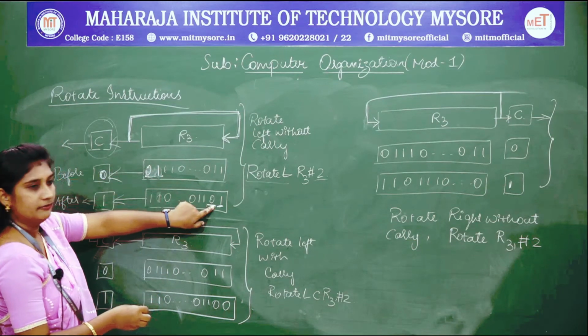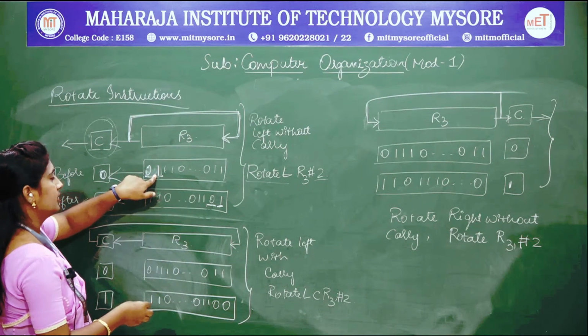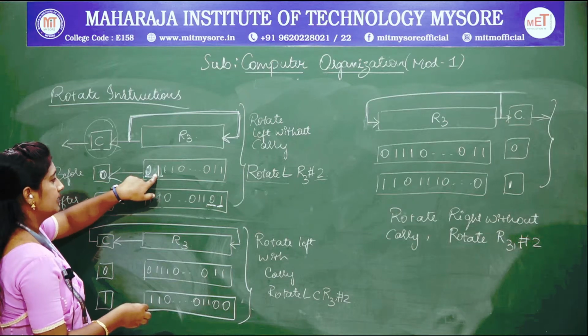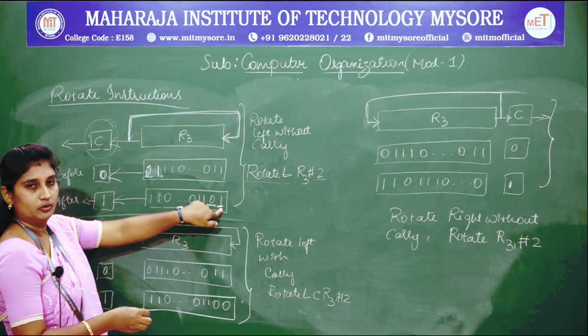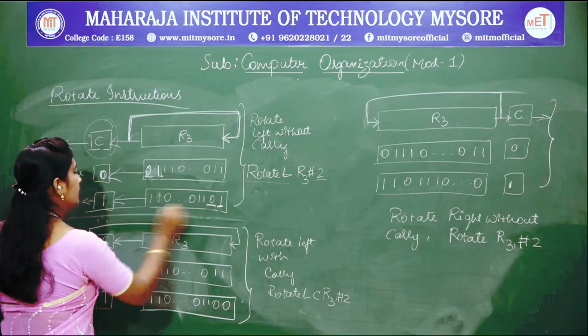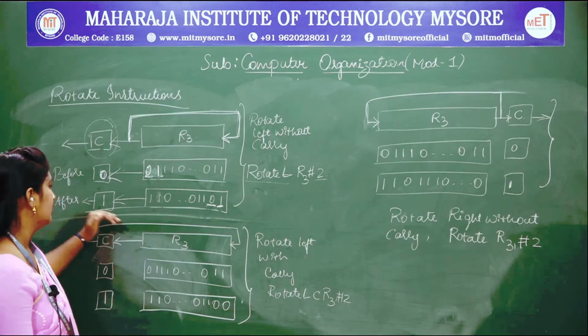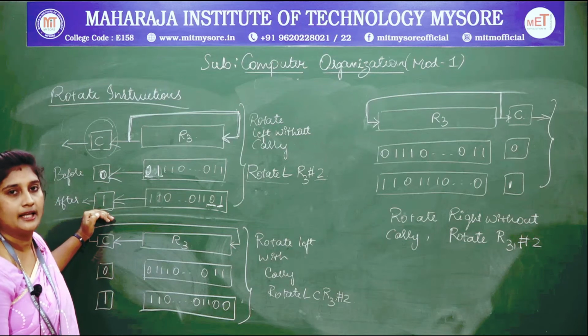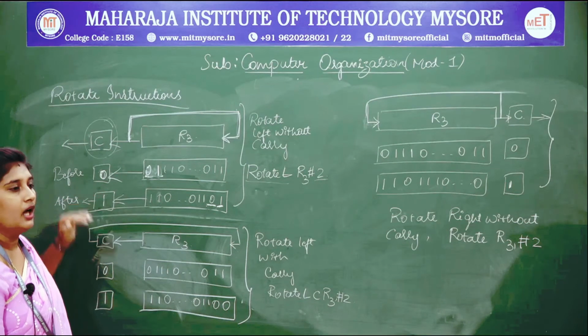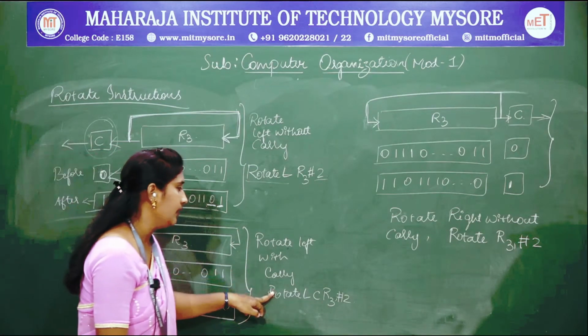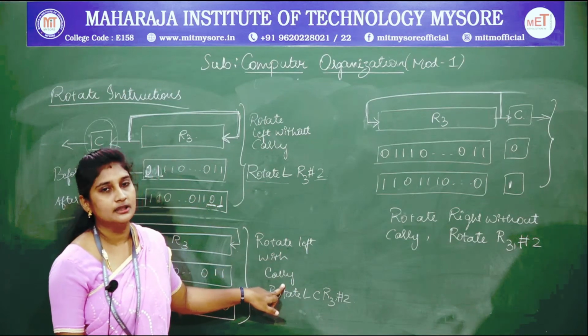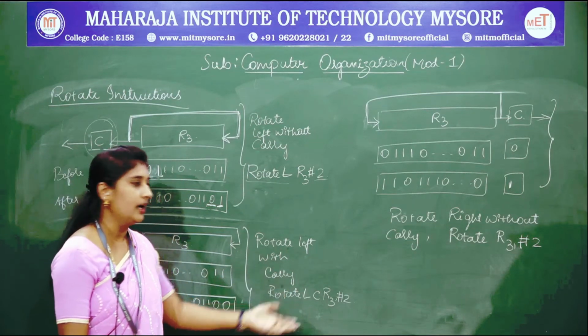This 0 comes and fits in the first shift operation, first rotate operation, and the second 1 bit comes and fits into the second rotate operation. This is how you will consider the rotate operation without considering the carry bit flag. Fine. Now coming on to the second variation, if I need to consider my carry flag, how does it operate?